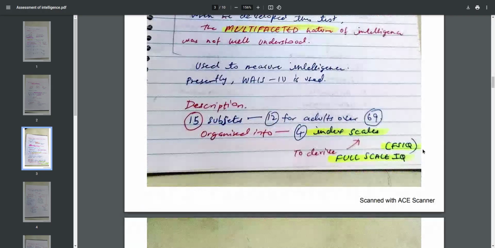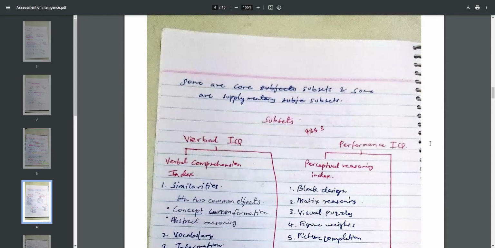So let's see the description of the test. There are 15 subsets. 15 is for adults, 12 for adults over 69 years of age. So they measure lesser abilities. All of these test subsets are organized into index scales. You will see further on.